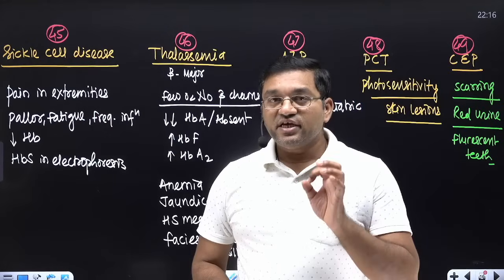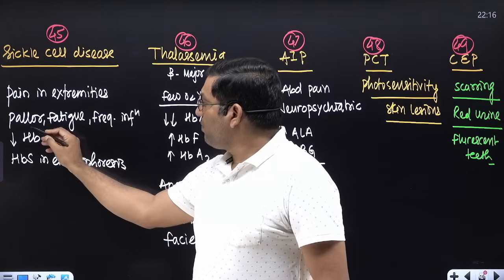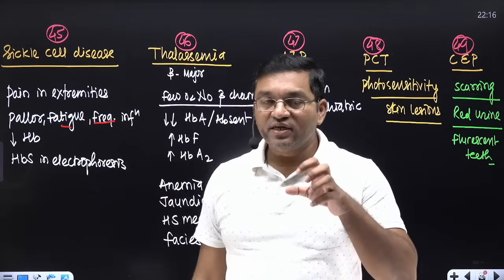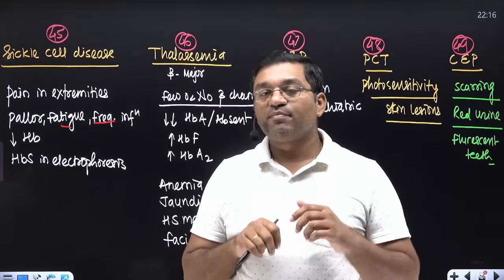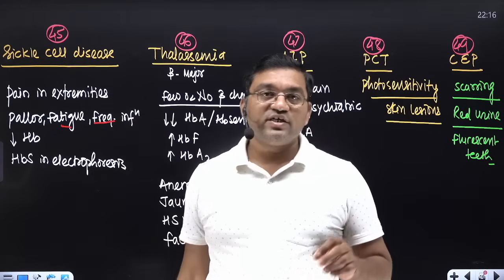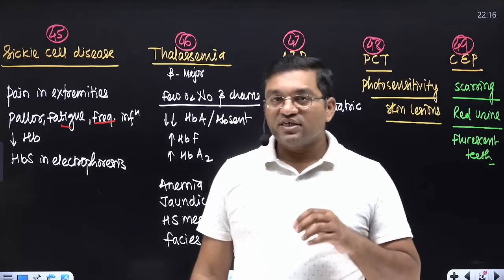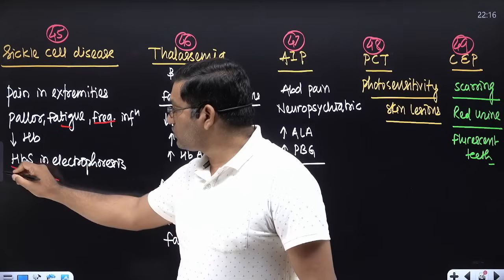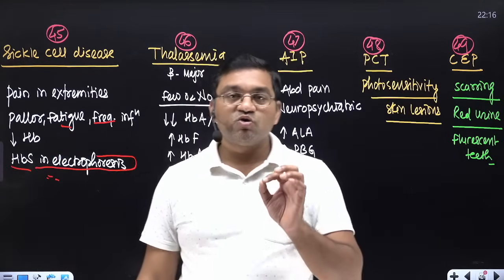There is pain in the extremities, anemia, pallor, fatigue, frequent infection. This is because of blockade of the capillaries and decreased blood supply to the part distal to that capillary. Because of sickling of the RBC, this is the molecular defect in which glutamate is replaced by valine. So it carries less negative charge as compared to glutamic acid, and moves slowly on electrophoresis and gives the single band of hemoglobin S.